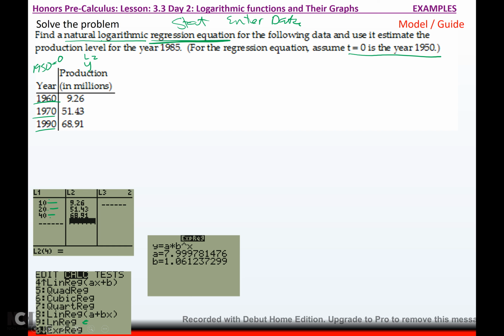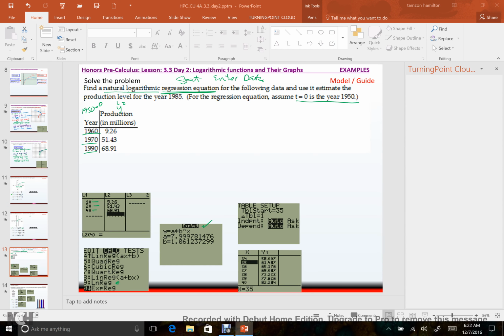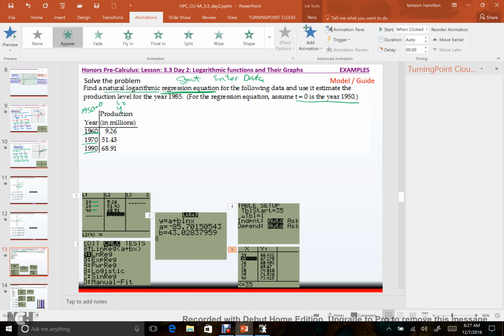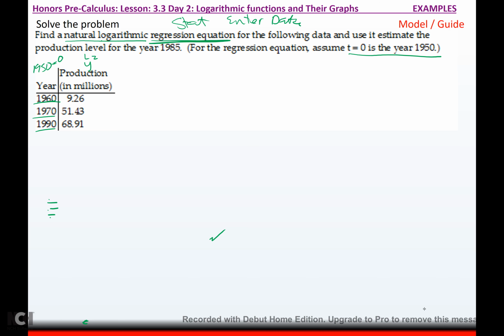I'm an idiot. I didn't do a natural logarithmic regression. I did an exponential regression. Oh, Tamsin. You're so silly. All right. Hold on. I'll hit pause here and fix this. Okay. So I think I fixed it. Sorry, I totally picked the wrong regression equation.